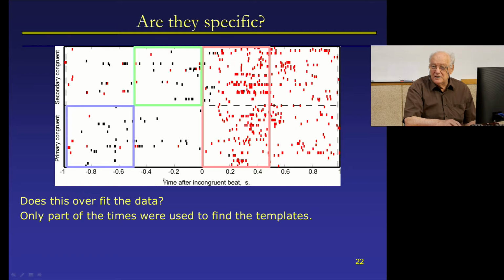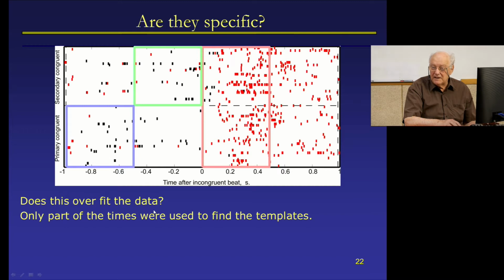Time 0 here is the time of switch from 2/3 to 3/3, or from 3/3 to 2/3. Red ticks are points of fit to the sequences that were specific to the incongruent bit. Black ticks are points of fit to the sequences specific to the congruent bit. We can see that there is a large excess of red ticks after 0 and a large excess of black ticks before 0.